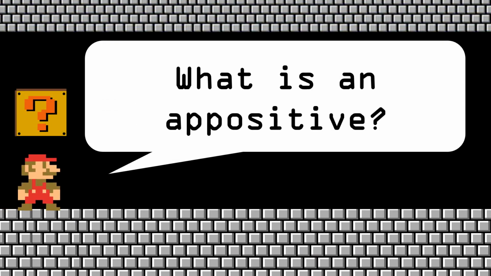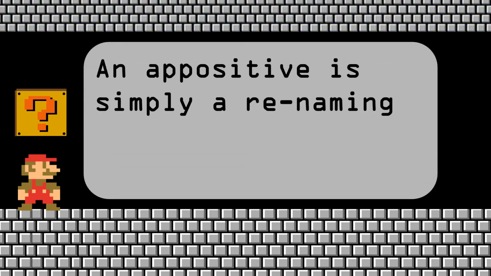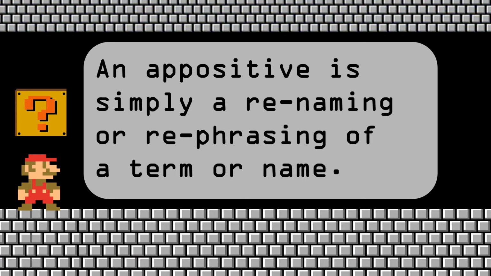Well, it looks like Mario's got a question here. What is an appositive? Well, that's actually a pretty good question. Let's sort that out. An appositive is simply a renaming or rephrasing of a term or name. Now let's take a look and see how that works in practice in our next example.